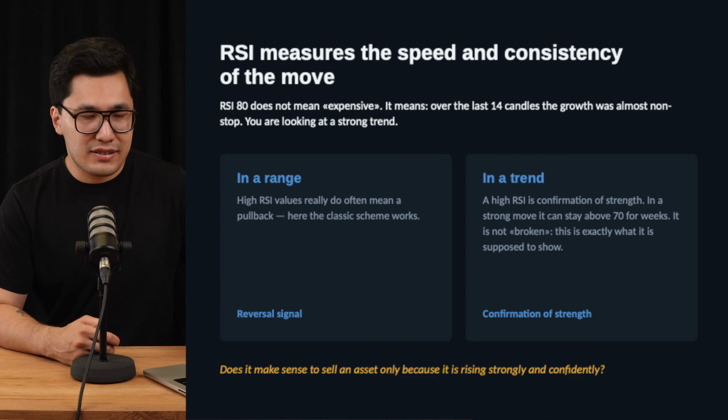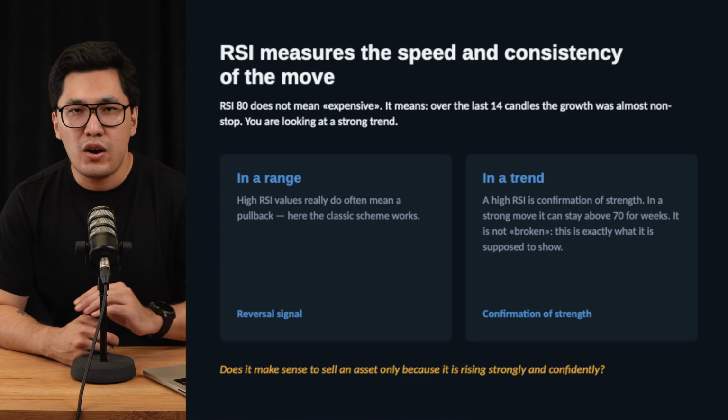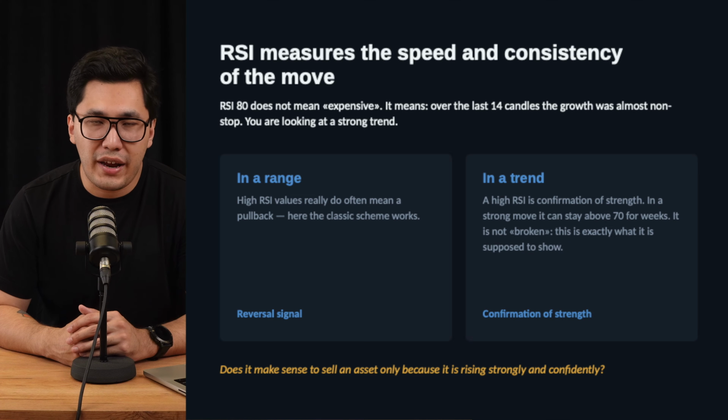An RSI of 80 doesn't mean expensive. It means that over the last 40 candles, the growth has been almost non-stop. In other words, you are looking at a strong trend. Now, be honest, doesn't it make sense to sell an asset just because it's rising strongly and steadily? This is exactly where the standard approach breaks down.